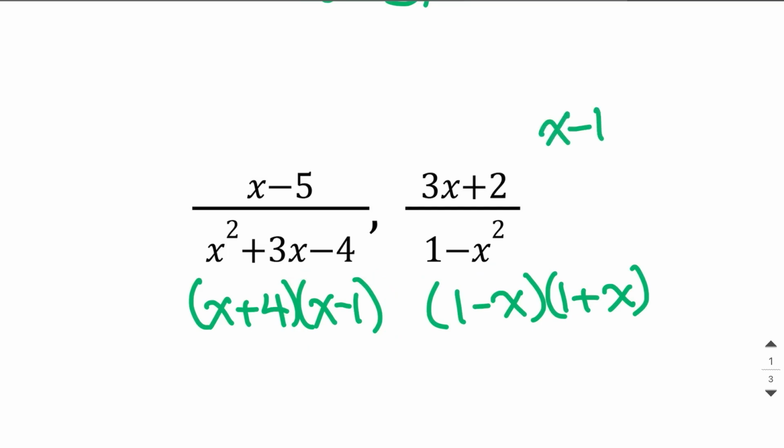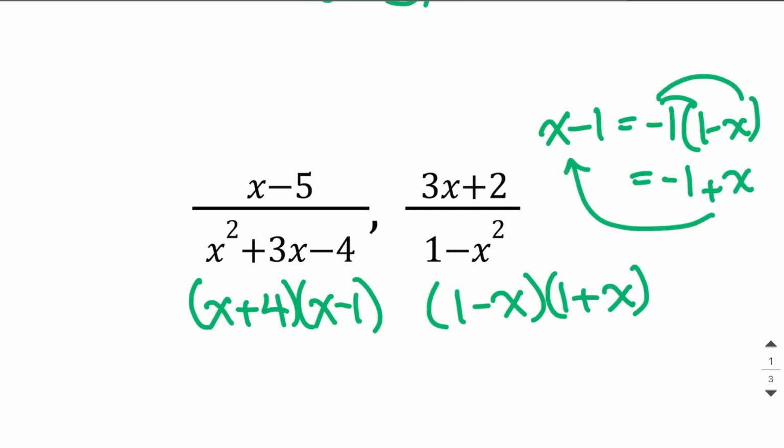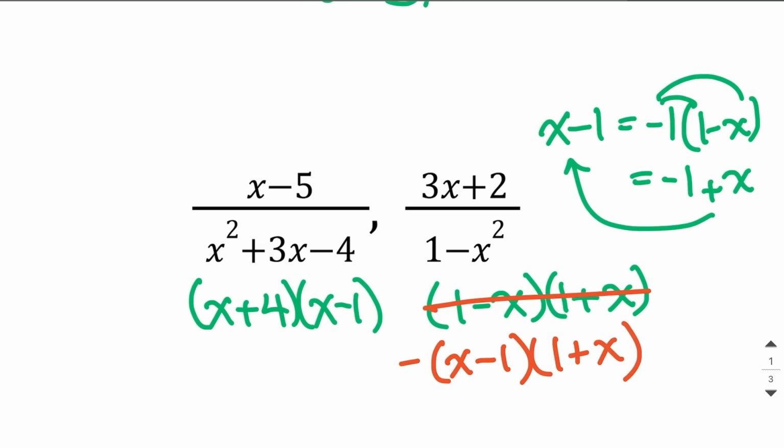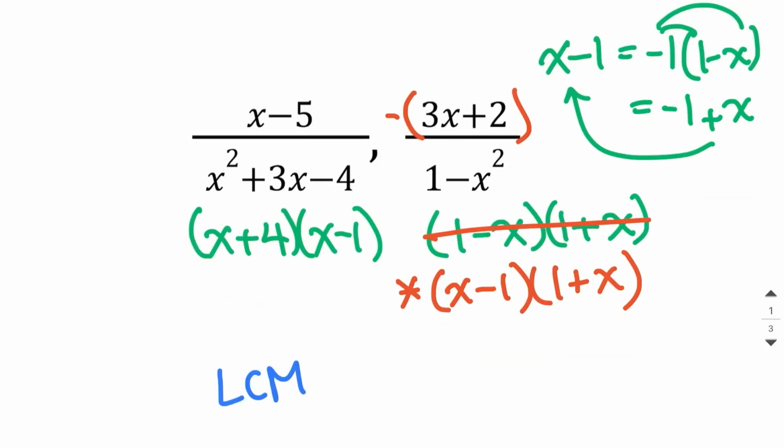I can say this x minus 1 is the same thing as the negation of 1 minus x, because when I distribute this through, I get negative 1 and then positive x, which is the same thing as this right here. So I'm going to rewrite this as negative x minus 1, and then 1 plus x right here. Then I'm going to take this negative and put it on top in my numerator. That negative on the outside doesn't have an effect on my LCM, but it will have an effect on the next step that we're going to be doing.